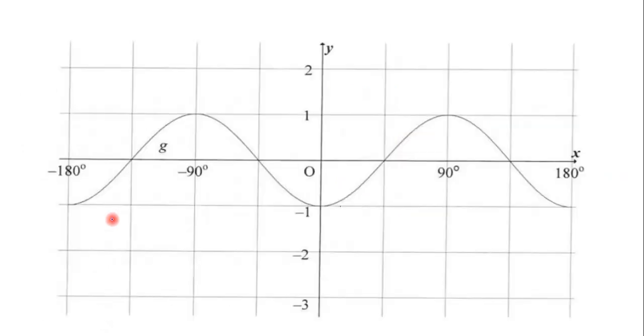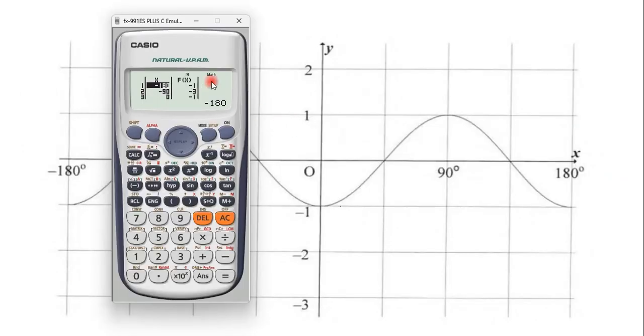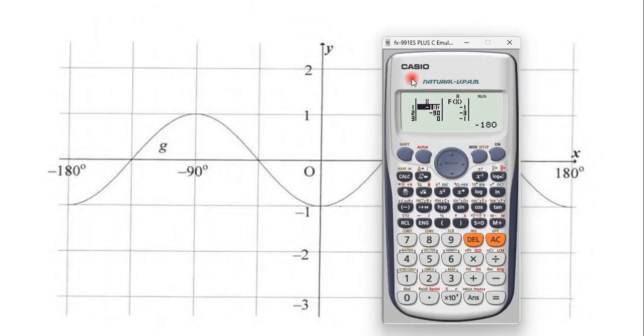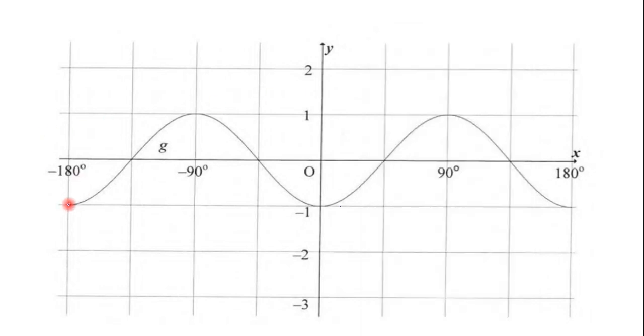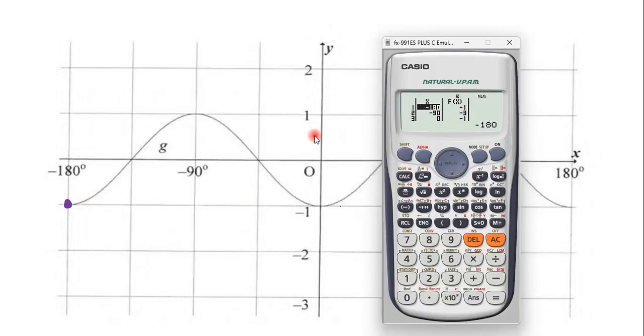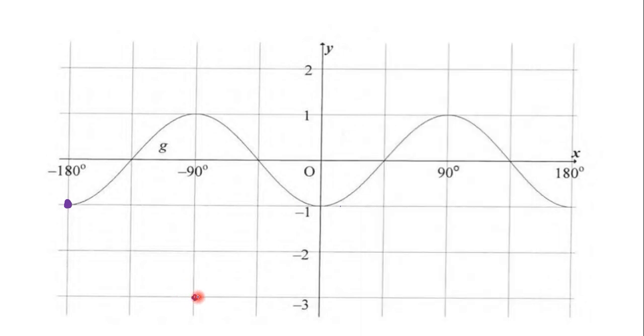Now we're going to go back into our equation and plot that. Here we can see that when it's minus 180, it is minus 1. So there's minus 180, minus 1. I'm going to highlight it there. And then from there, it says when it's minus 90, it is minus 3. So that will be there.